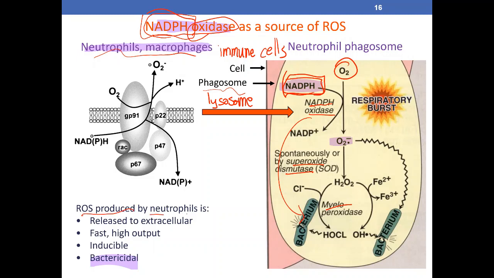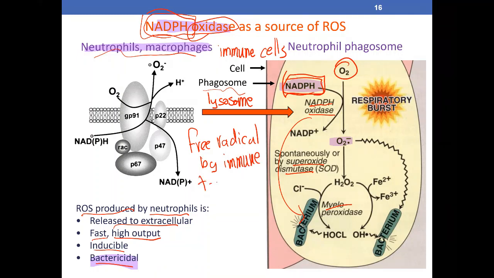Free radicals produced by neutrophils are released extracellularly, fast, high output, inducible, and bactericidal. So the gist of the slide: free radicals by immune cells to kill bacteria. That's it. That's literally the whole slide. That's all you need to remember here. And remember the name of the enzyme, obviously, NADPH oxidase. All right. Next.